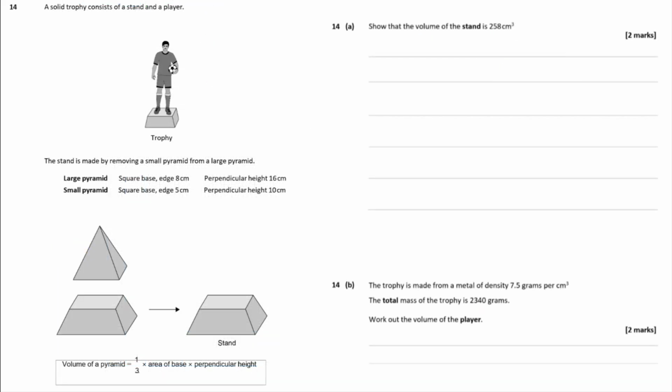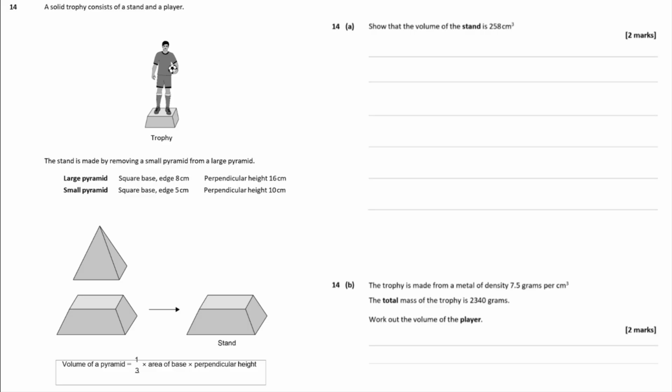Question 14. A solid trophy consists of a stand and a player. There he is, look, standing on his little trophy top. The stand is made by removing a small pyramid from a large pyramid. That's what we actually call a frustum in maths. Nice name, frustum. The large pyramid has a square base, edge 8 centimeters, and perpendicular height 16 centimeters. The small pyramid has a square base of 5 centimeters and perpendicular height 10 centimeters. We know that the volume of a pyramid is a third of the area of the base times its perpendicular height. Show that the volume of the stand is 258 centimeters cubed.